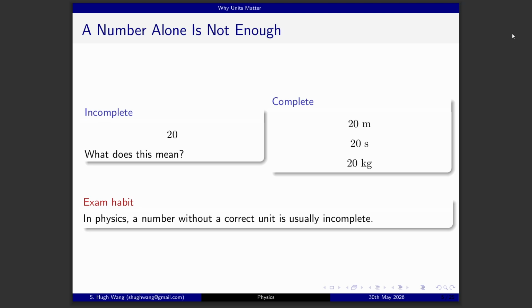This is especially important in exams. Even if your numerical calculation is correct, missing or incorrect units can cost marks. So, from the very beginning, please build this habit. Every measured quantity should have both a value and a unit.